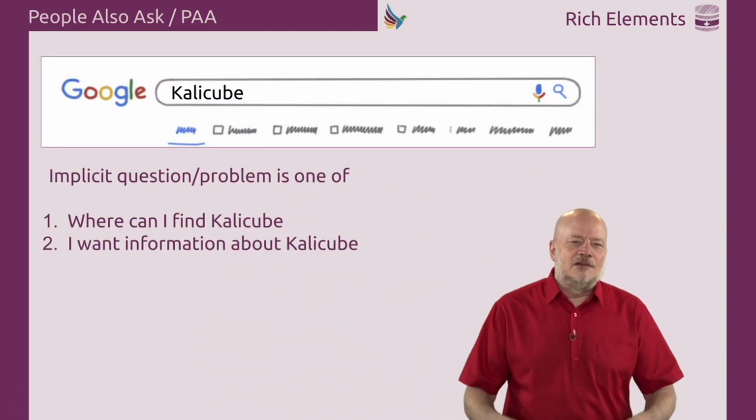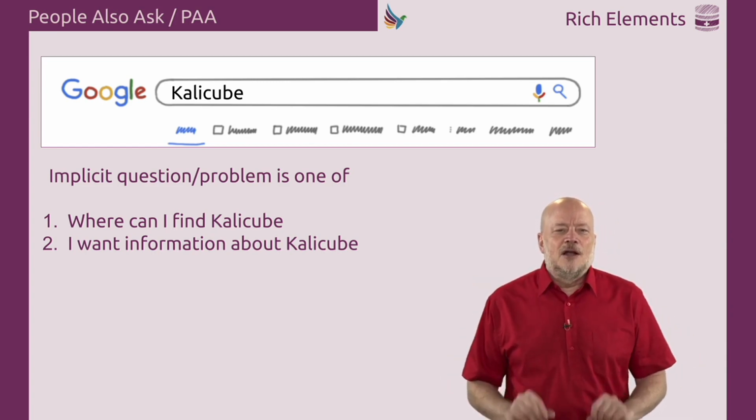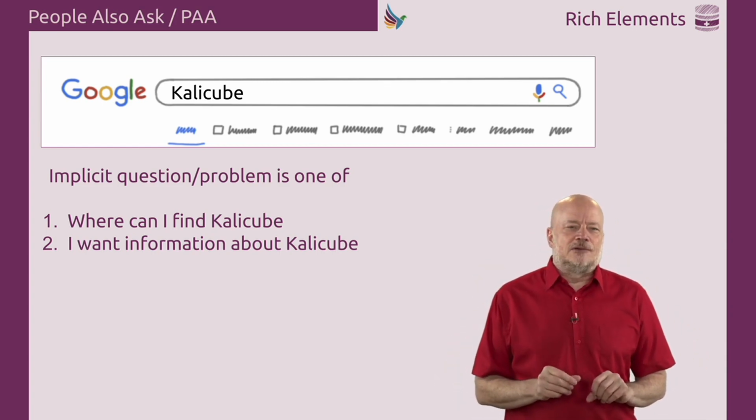Bear in mind that every search is explicitly or implicitly a question or expression of a problem, even Googling your brand name. The implicit question here is ambiguous, but Google understands: where do I find, and I want information about.